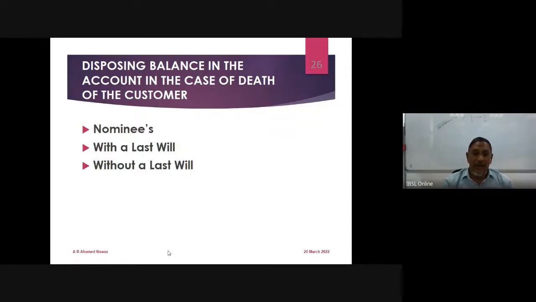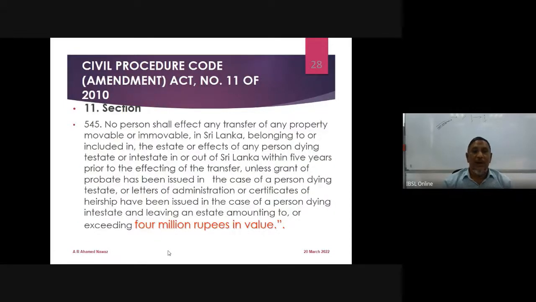Then comes the case where a party dies with a last will. You write a last will and die. That last will has to be proved in a court of law to get a probate. Value is immaterial. If there is a last will, it has to be proved in the courts and a probate obtained to disperse the funds thereafter. The probate holder is called the executor, who will be executing the authority.